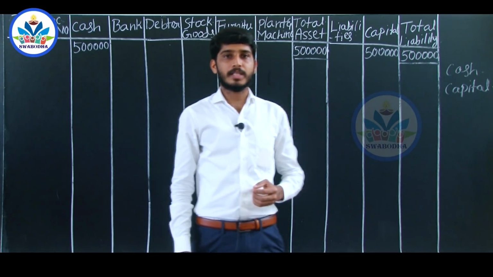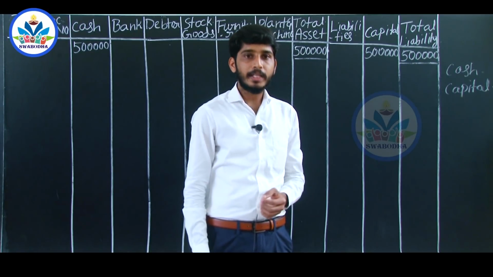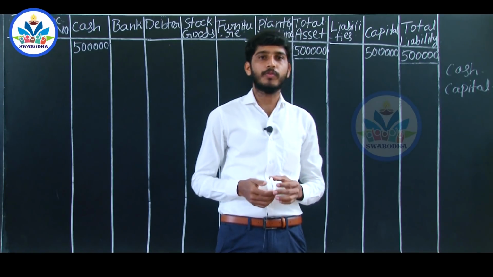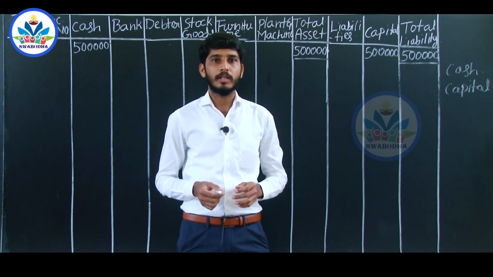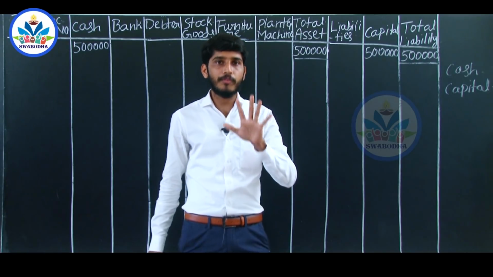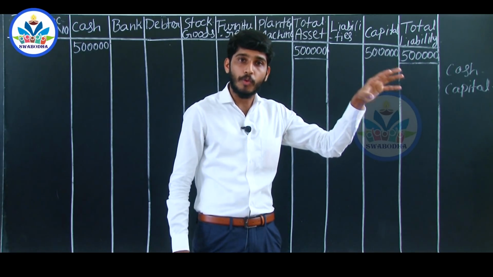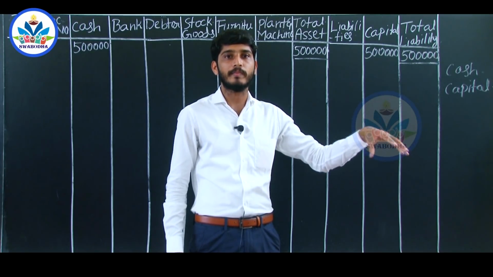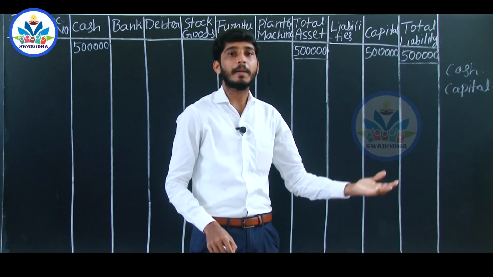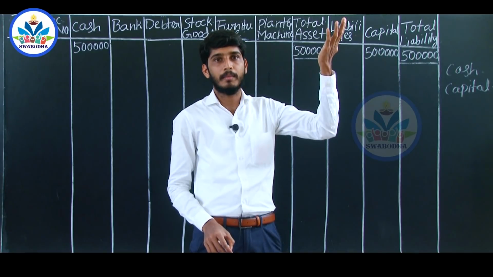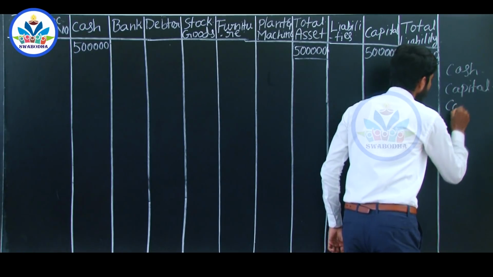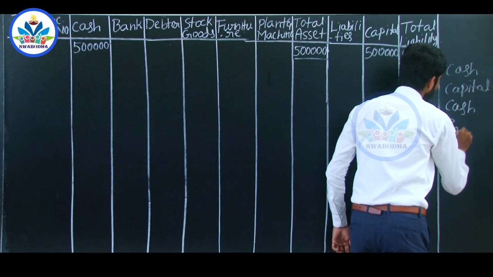The next transaction, opened a bank account in State Bank of India with an amount of rupees 4,80,000. He has invested 5 lakh rupees into his business organization. Out of 5 lakh rupees, now he has deposited 4,80,000 into his bank account. Cash is going into bank account. To that extent, cash balance will reduce and bank balance will increase. So, the two accounts involved are cash and bank account.